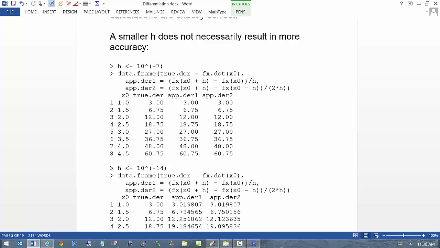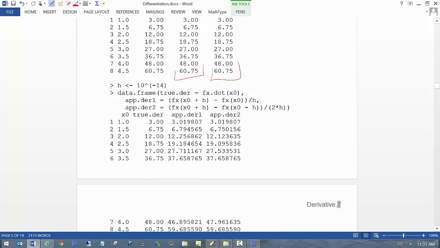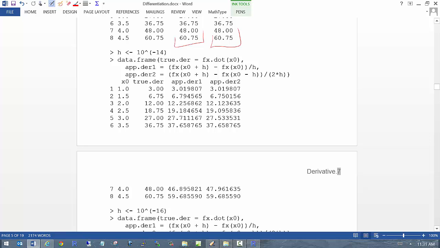Unfortunately, though, due to the numerical precision limits of a computer, that's not necessarily the case. So let's look at h equal to 10 to the negative 7th power. Before we did 10 to the negative 4th power. And we can see that even the first numerical derivative case gets the true derivative correct to 2 decimal places, where before it did not. So that's good. How about we let h be 10 to the negative 14th power?